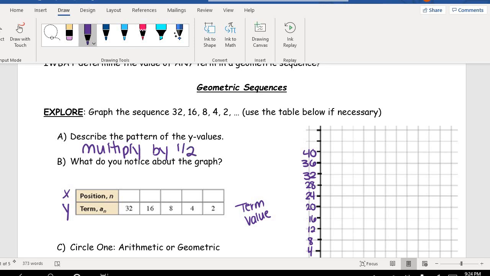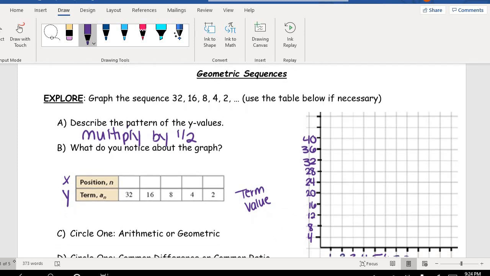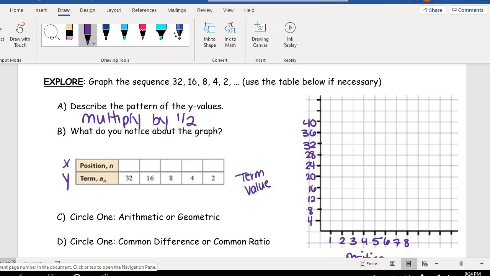So to get from 32 to 16, 16 to 8, we are multiplying by 1/2. So if we go to graph this, we'll take a look at what it's going to look like. Again, our first position is 32. Our second term, or our second position, is down to 16. Our third term is down to 8. Fourth term is 4. And the fifth term is 2.